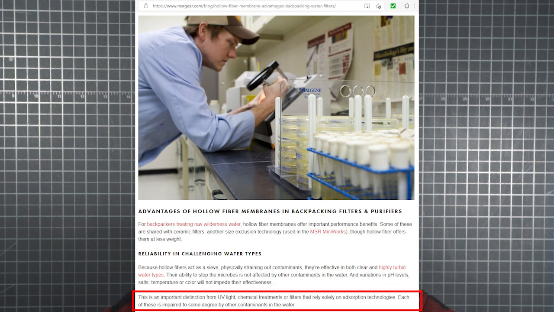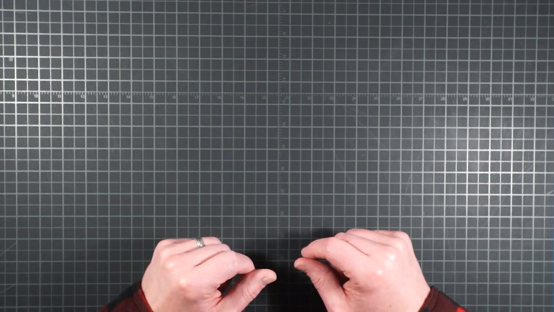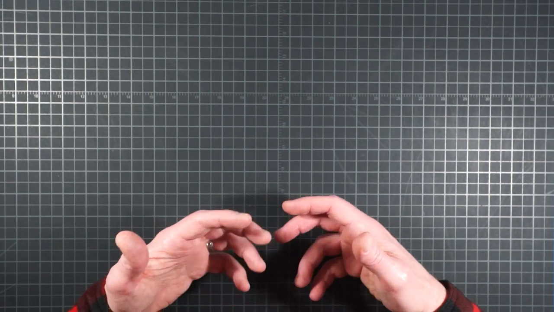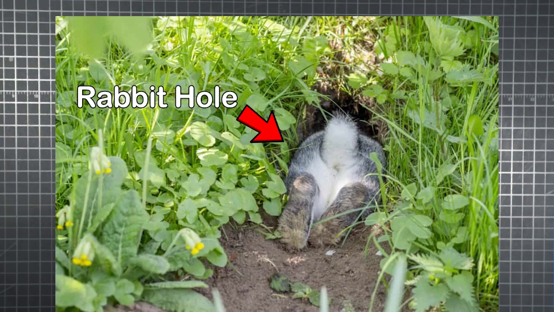And this is an important distinction from UV light, chemical treatments, or filters that rely solely on adsorption technologies. Each of these is impaired to some degree by other contaminants in the water. Of course, they make this statement without supplying any references, so another rabbit hole for me.